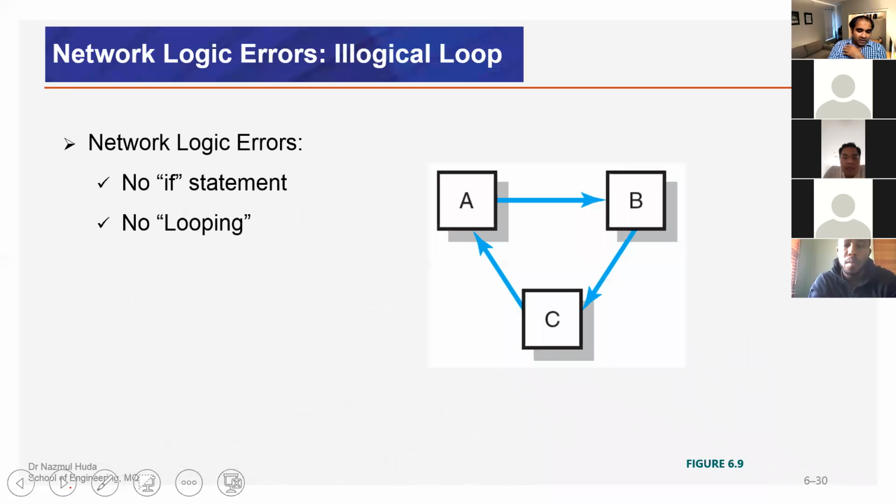So what is a network logic error? I think we briefly discussed this in the previous lecture. There will be no if statement and no looping. That means we cannot take if from A to B, from B to C, then C again move back to A. No looping process, no if statement. These are the network logic errors.